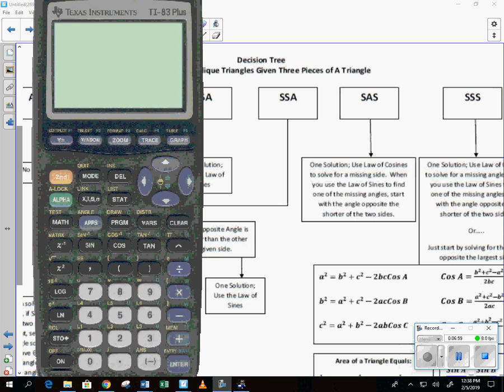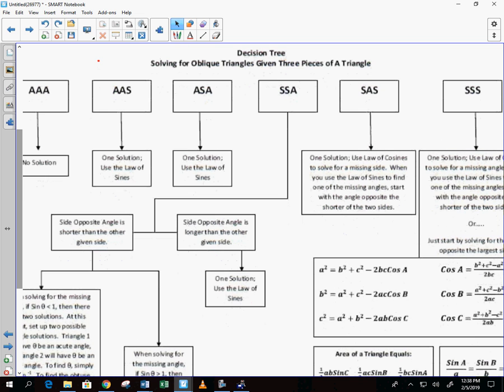All right. So donkey situation is bad. But side, angle, side is fine. And side, side, side is fine. The only ones up here that don't work are angle, angle, angle. And sometimes side, side, angle doesn't work. Sometimes it does. Sometimes it doesn't. We're going to talk about that in a little bit.